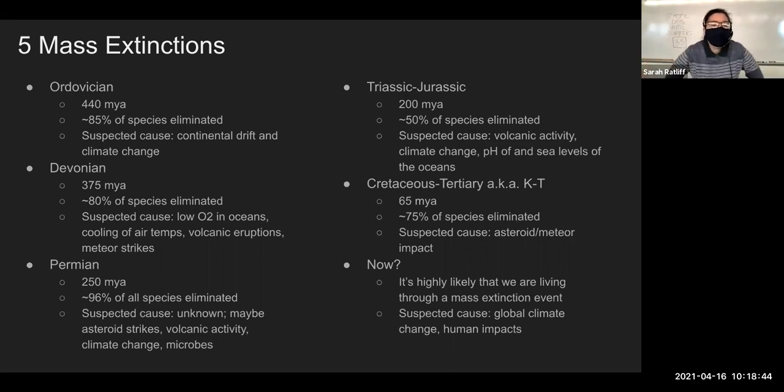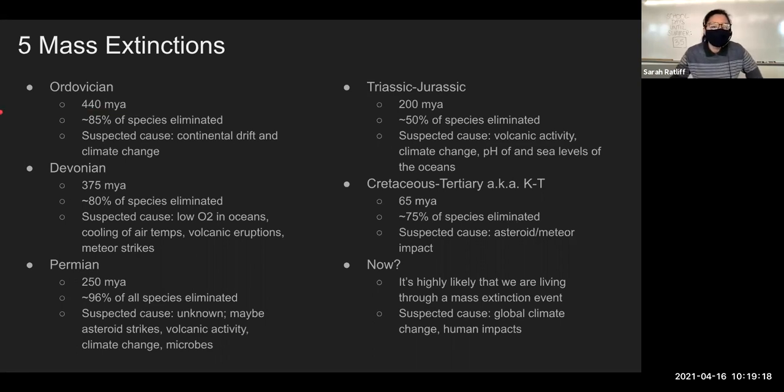That's a lot. Mass extinctions need to be at least half of all life gone. So 85% is well over that 50% threshold. And it's suspected that it was caused by continental drift and climate change. We have the ground moving around. Maybe a continent floated to where this specific species isn't acclimated. It's not evolving to adapt to that new environment. Climate change, maybe it gets too cold or too hot. These species can't adapt fast enough and they die out.